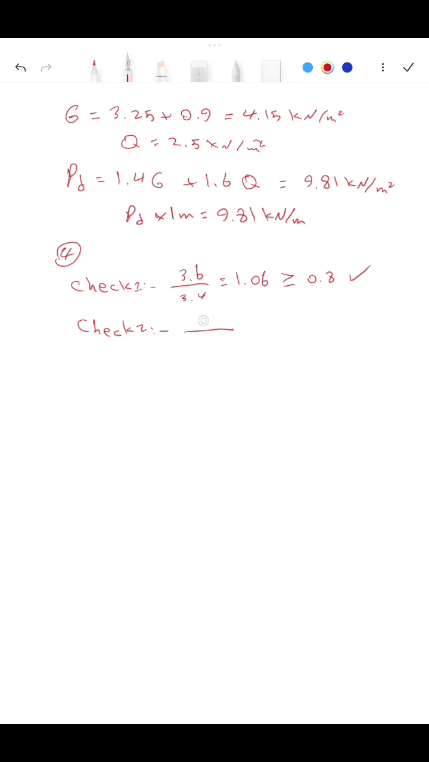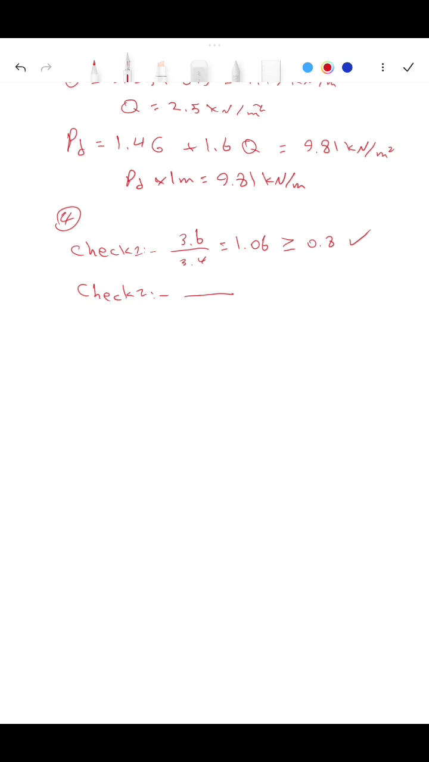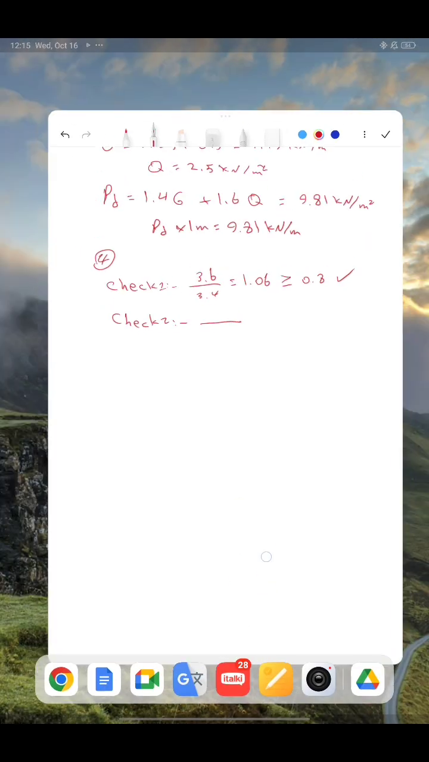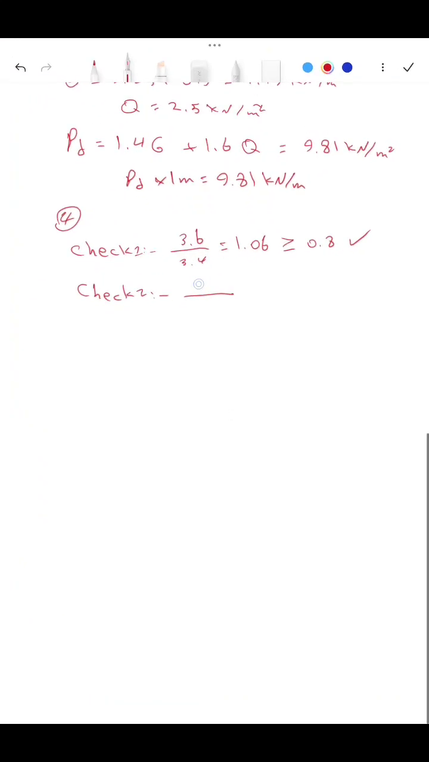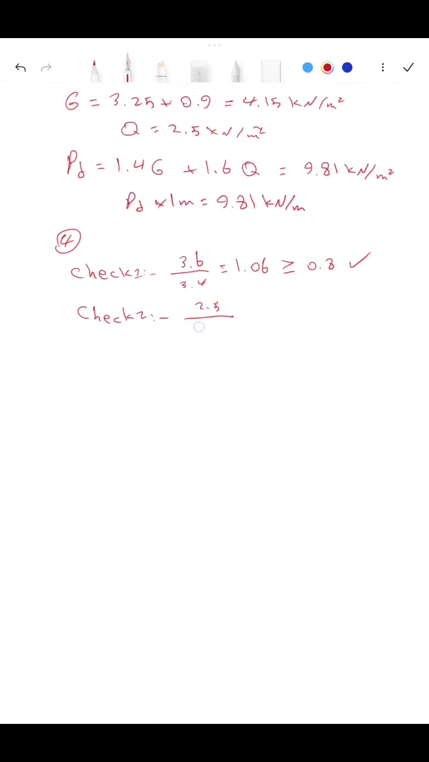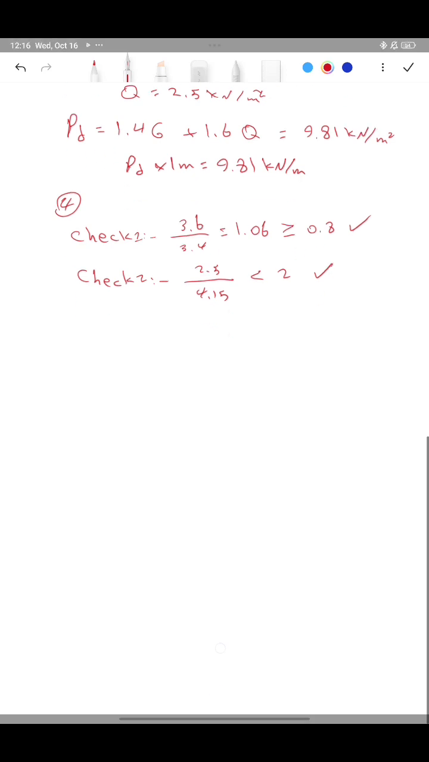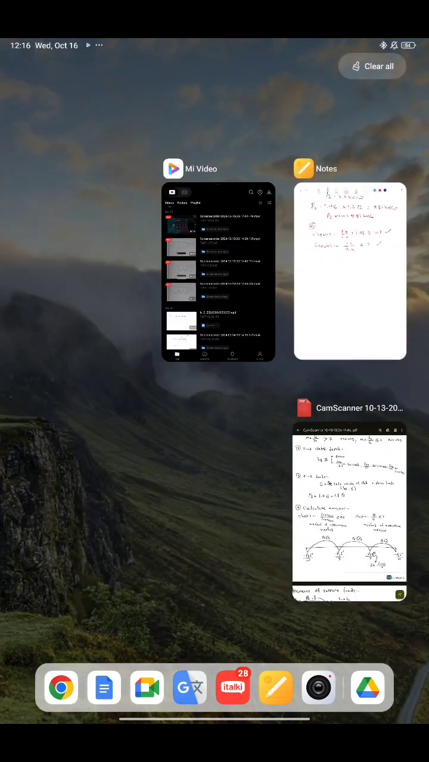Check 2. Q over G, right? Just a second. We have Q over G and it should be less than 2. Q is 2.5 over G, which was 4.15. So 2.5 divided by 4.15 is way less than 2. So this also succeeded. The two checks passed. Then we will start solving the moments.